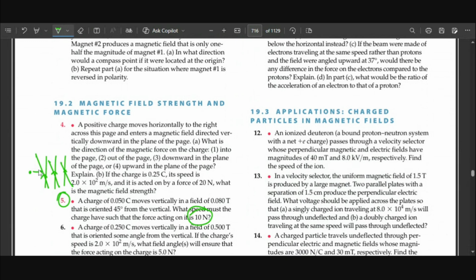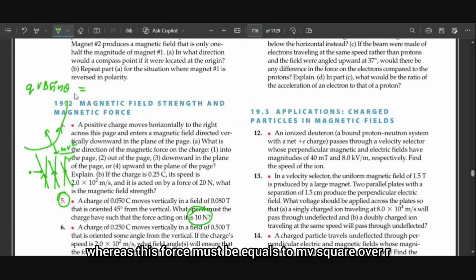Once this charged particle enters into the magnetic field, the force will be acting perpendicular to the direction of motion, and because of this, the charged particle will turn like that. So if it turns like that, there must be some magnetic force acting here. Apart from this, there must be some centrifugal force acting outward, which is mv square by r. So magnetic force acting inward is going to be qvB sine theta, whereas this force must be equal to mv square over r.